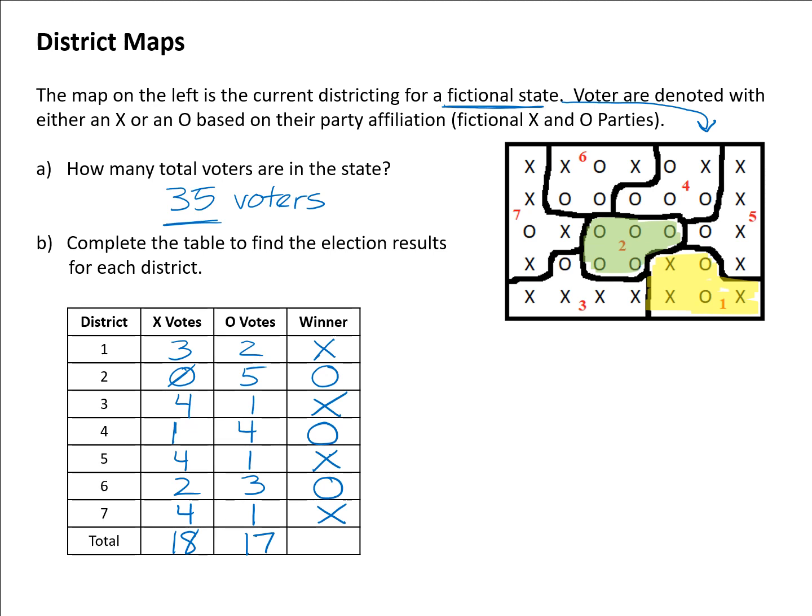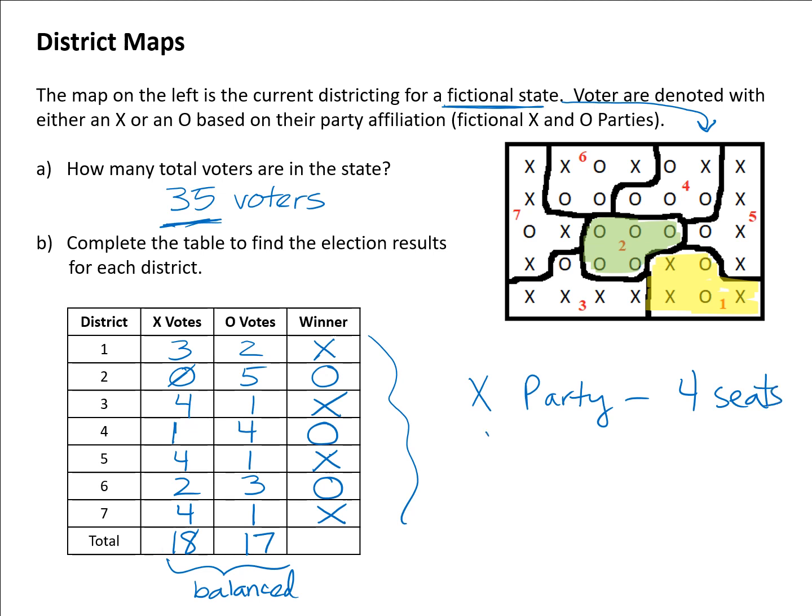Notice there was one more X vote than O vote, but pretty much it's pretty balanced between these two parties. It's a pretty balanced state. 50-50, as close as we could get. Since there's an odd number of voters, we can't get exactly 50-50, but it's pretty close. In terms of the wins, that's also pretty close to 50-50. The X party gets 4 seats, and the O party gets 3. So once again, that's pretty close to having an even split.